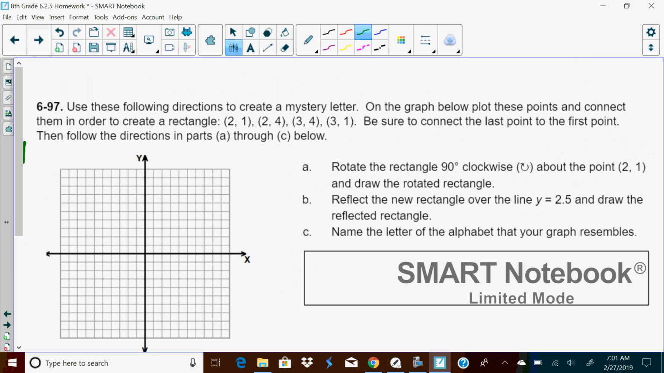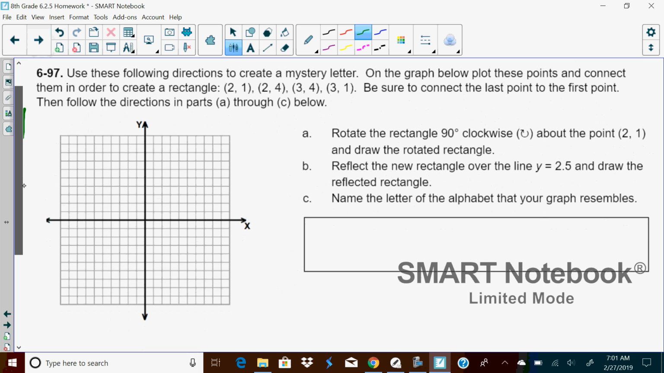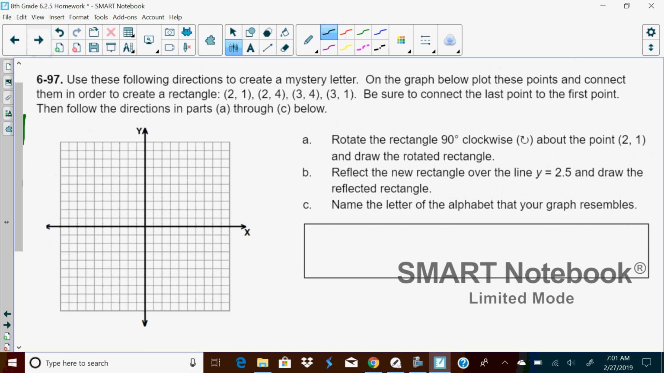97, graph, use the directions to create a mystery letter on the graph below. Plot these points. Be sure to connect the last point to the first point. So 2, 1 would be right here. 2, 4 is right there. 3, 4, and 3, 1. So it's a rectangle. So then it says rotate the rectangle 90 degrees clockwise about the point 2, 1. Here's 2, 1. So if I rotate it, it's going to be this rectangle right here.